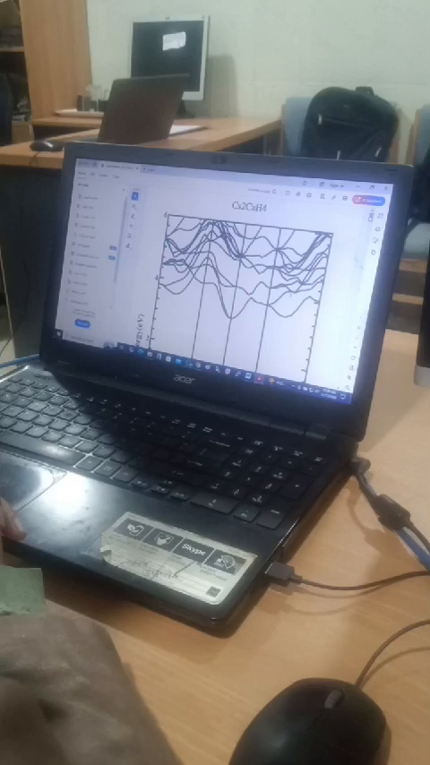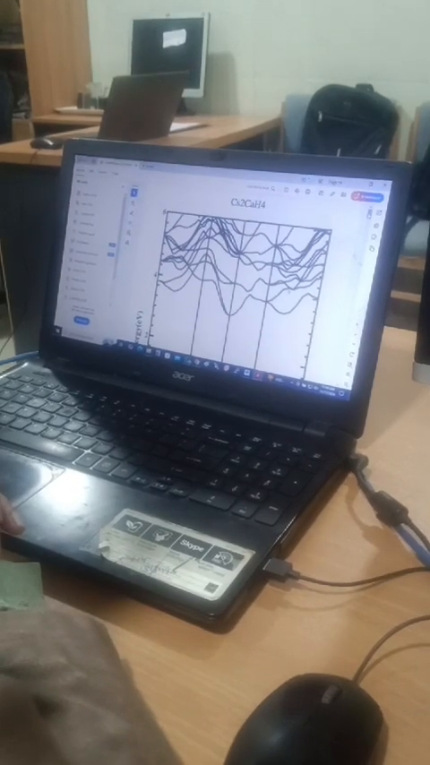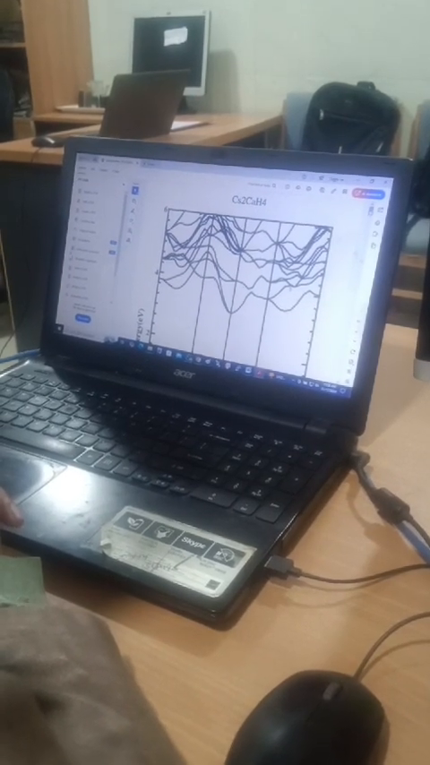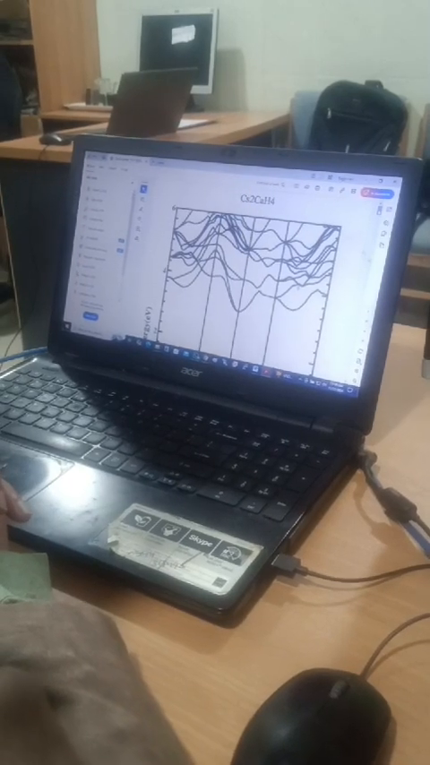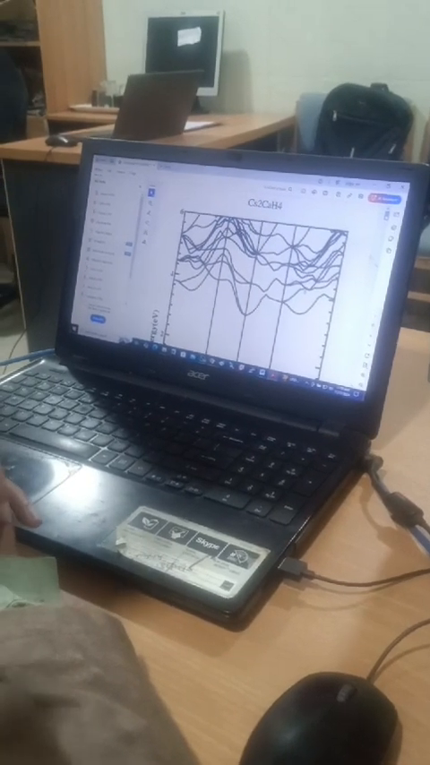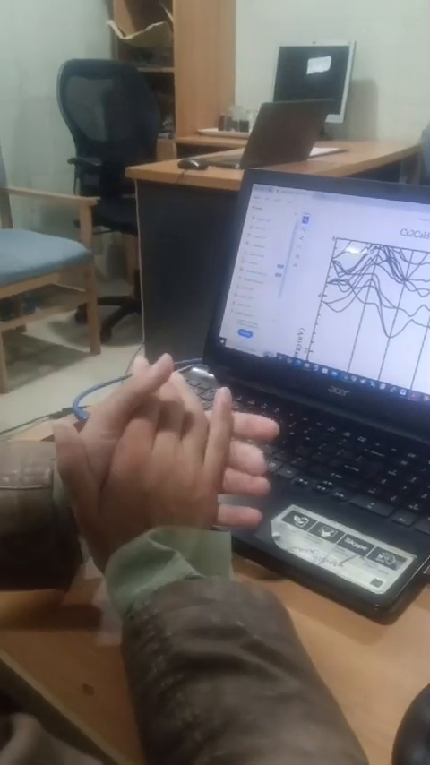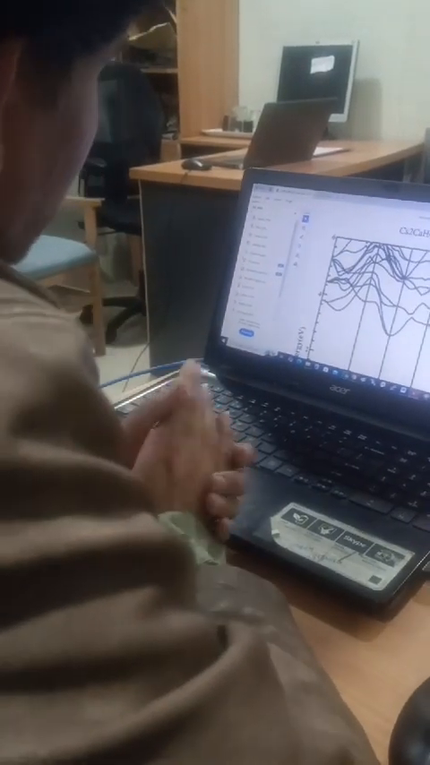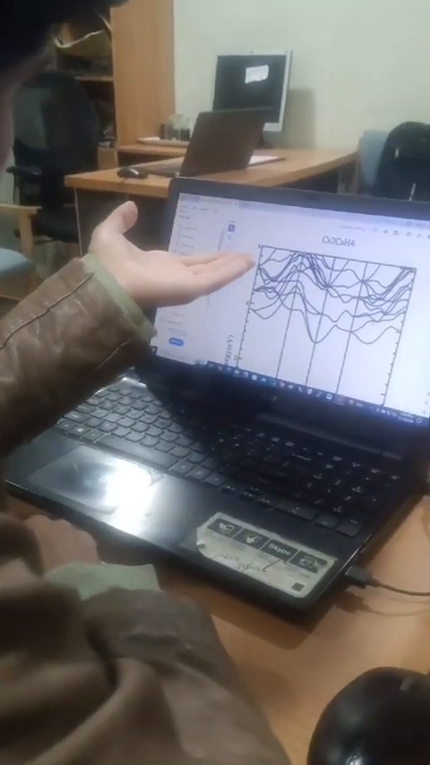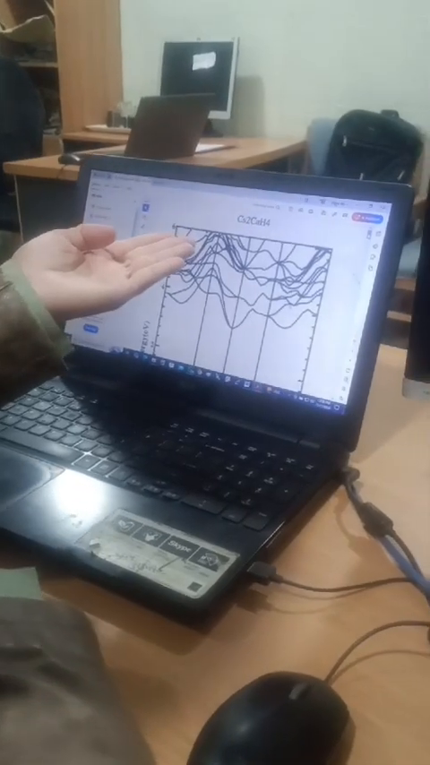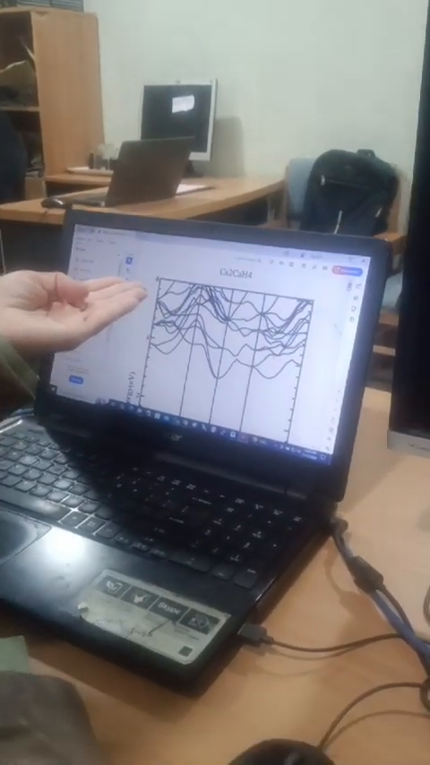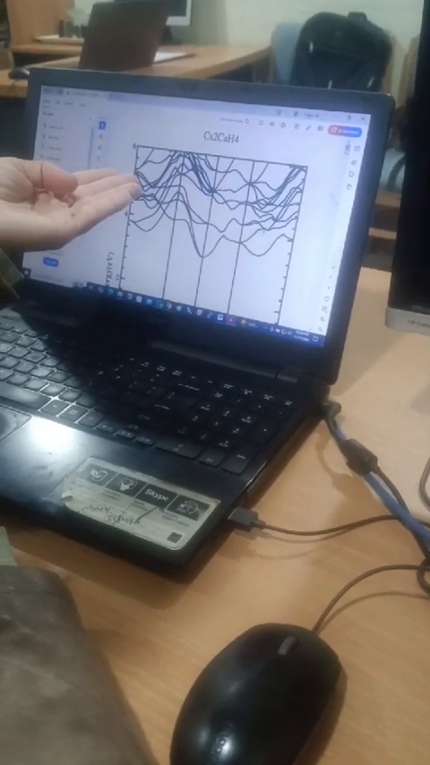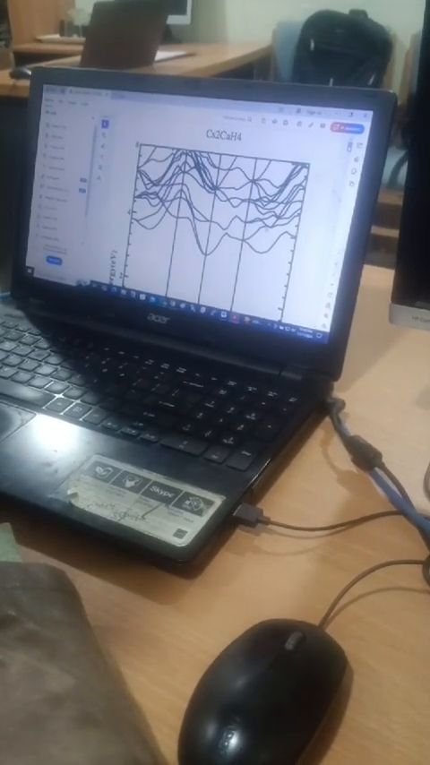What is density functional theory? Density functional theory is a theory which is used to determine or predict the optical, thermoelectric, and electronic properties of a material. In our case, we predict the optical, electronic, and thermoelectric properties of CH2CH4. For this, we use the tool known as DFT to predict the properties of this material.